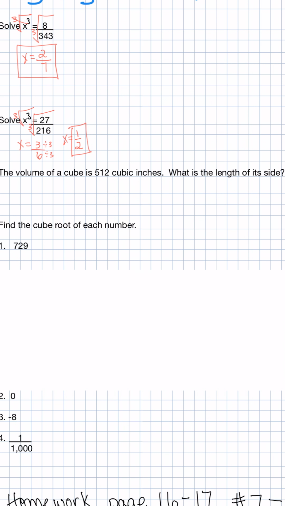In checking our understanding, the volume of a cube is 512 cubic inches. What is the length of its sides? Explain. Well, 512, if we think about that number, we realize that 8 inches is the cube root of 512. So the side length of a cube is the cube root of the volume. Therefore, the volume is 512 cubic inches, and that means that the cube root is 8 inches.